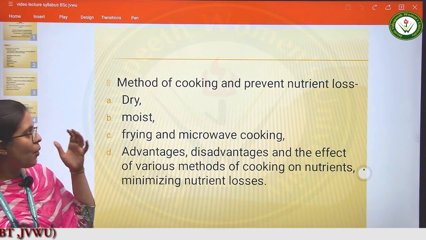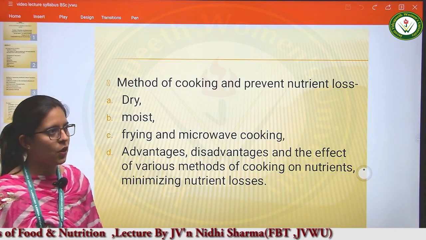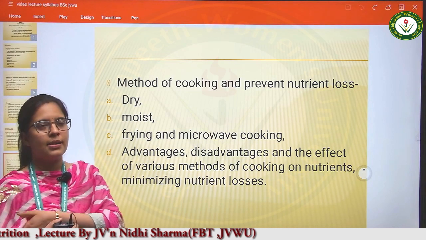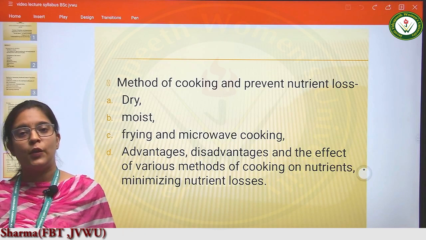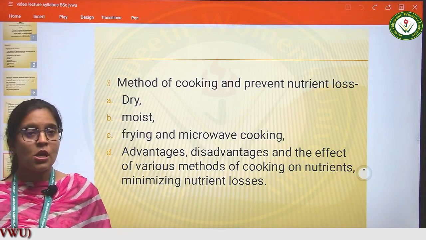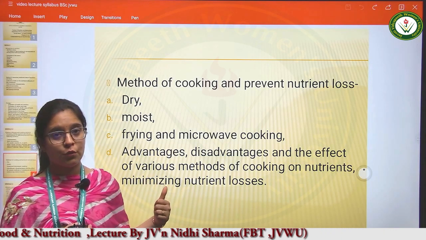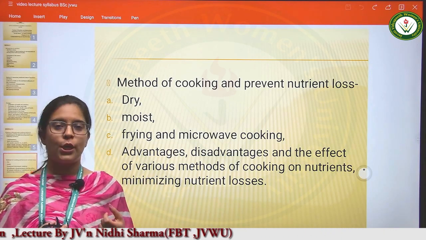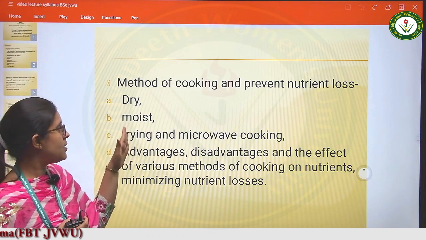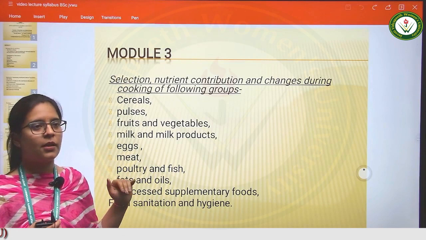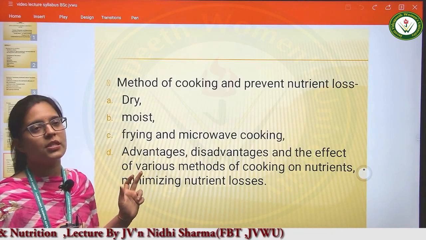Then the next topic is methods of cooking and prevention of nutrient losses. As in our day-to-day life we cook food, there are different methods which lead to excess nutrient loss. So in order to avoid that, what methods should we use for a particular food group or a particular food product? There are three types of methods, like dry heat method and moist heat method. What is the difference between dry heat and moist heat method?